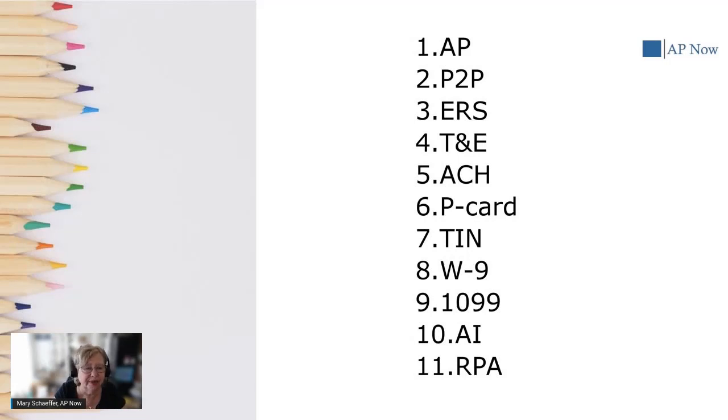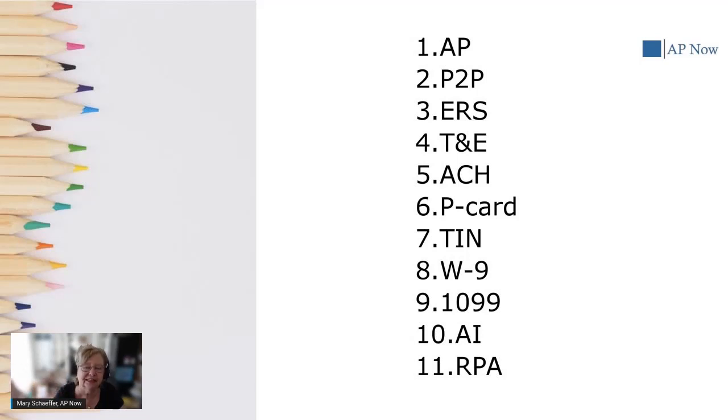ACH, automated clearinghouse, but we use that shortcut to denote an electronic payment that is made by the ACH, the automated clearinghouse, and it can be either a credit and a debit. P card, purchase card, procurement card, corporate procurement card. TIN stands for taxpayer identification number.